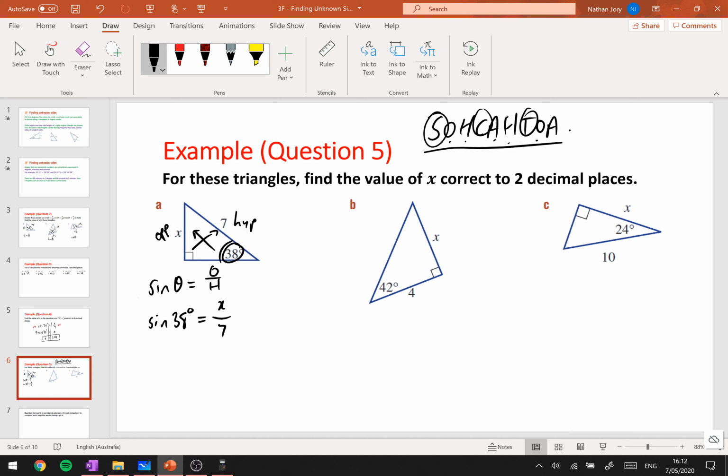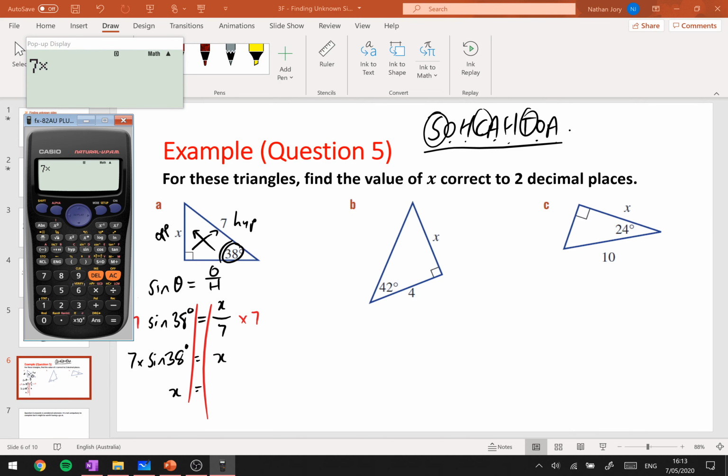Now we've got a question that looks exactly like question number 4. What we need to do is get the x by itself by removing that pesky 7. To do so, we're going to multiply both sides by 7. So we get 7 times sine 38 degrees is equal to x. So x is equal to, we grab our calculator, 7 times sine 38 degrees, and that's equal to 4.31, correct to 2 decimal places.